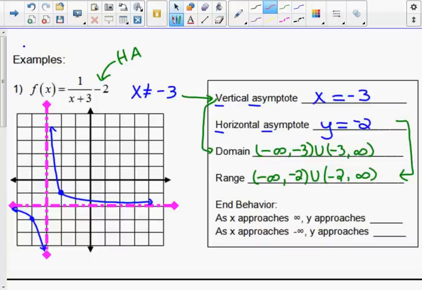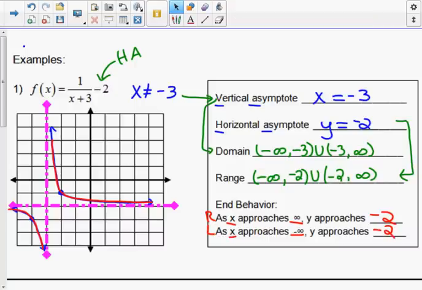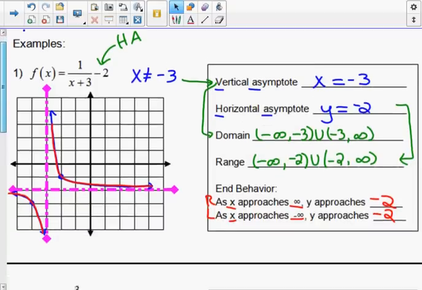To find the end behavior, we're going to recognize that as x approaches positive infinity, which means we're going to the right, I'm going to follow the curve going to the right, and the y value that we're approaching is -2. Now I'm going to look to see what happens as x approaches negative infinity, meaning I'm going to the left. So I'm going to follow this curve going left, and I'm approaching the y value of, again, -2. So hopefully you guys recognize they are the same, and they're also the same as the horizontal asymptote. So let's move on to example number 2.